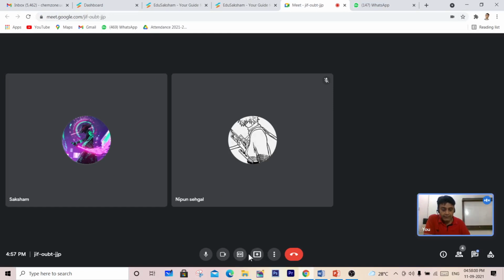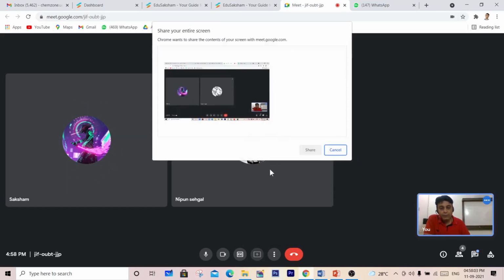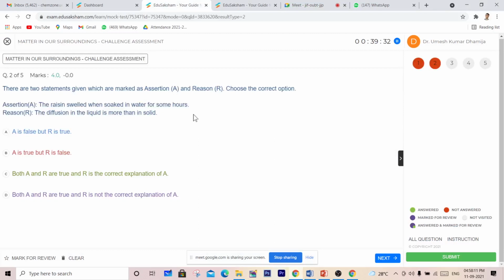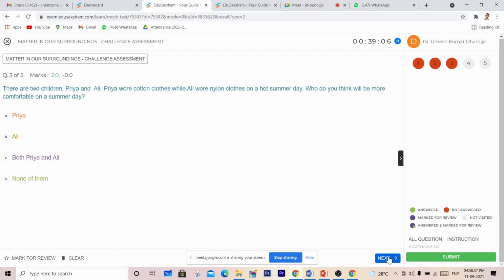So statement A is correct, but the second statement is wrong. The movement of the water takes place inside that raisin, and that phenomenon is known as osmosis. It is not diffusion. So, statement A is correct, but B is wrong. Understood? Oh, very simple question. Yeah, cotton one. A option, correct.